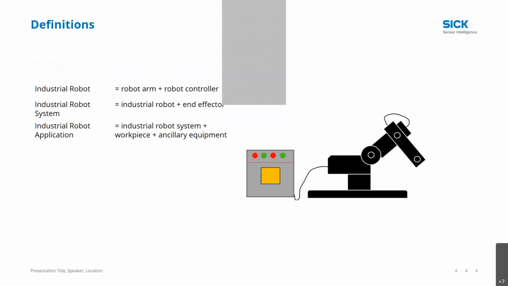And then it goes even further, into the industrial robot application. The industrial robot application would include the end effector, the workpiece, and any ancillary equipment. Maybe it's the workstation, how the application is laid out. So when we say robot, per the standard, that's only the robot arm and robot controller. We really want to take the system approach and look at the entire industrial robot application.